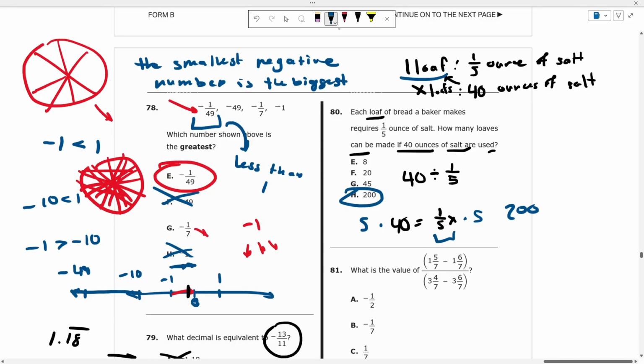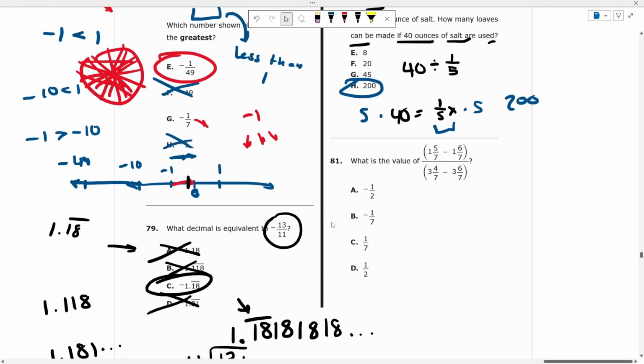So just set up the proportion up here, right? There's a ratio here. One loaf is 1/5 ounce of salt. This will always be true. So if you scale this up to 40 ounces of salt, it's still going to follow that same relationship, and it's going to correspond with a specific value of loaves. So then just cross multiply with x here. 40 times 1 is 40, and then the rest is right there. And you just solve for x by multiplying by 5 on both sides.